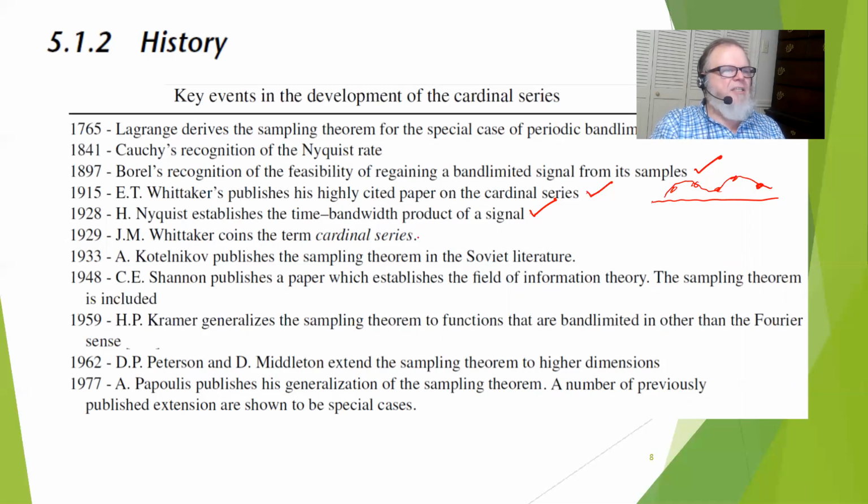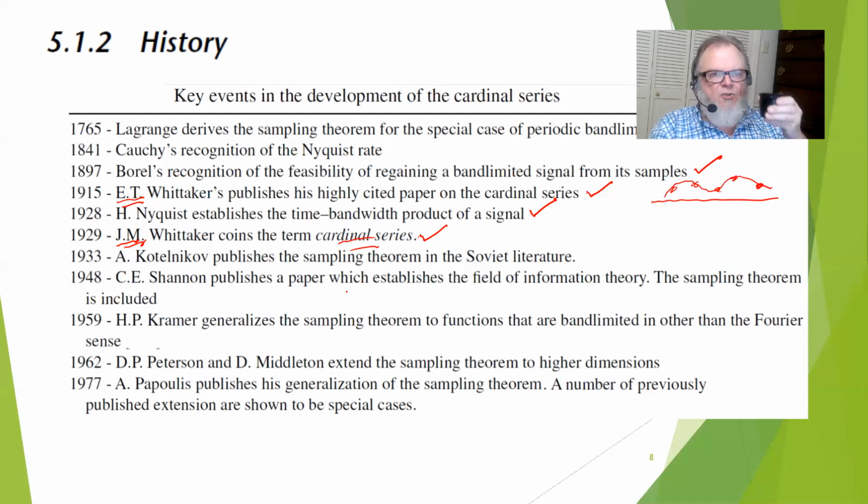Then along in 1929 came J.M. Whittaker. Now J.M. was the son of E.T., and E.T. does not stand for extraterrestrial, but J.M., I don't know what it stands for. J.M. was the son of E.T. and carried on his father's work. And he was the first one to term the sampling theorem expansion as the cardinal series.